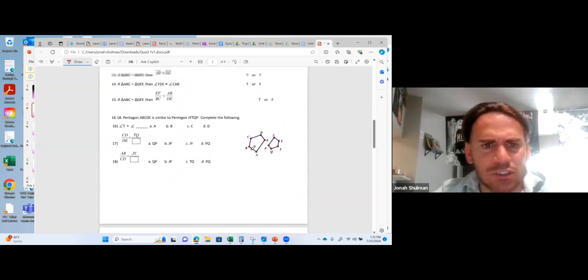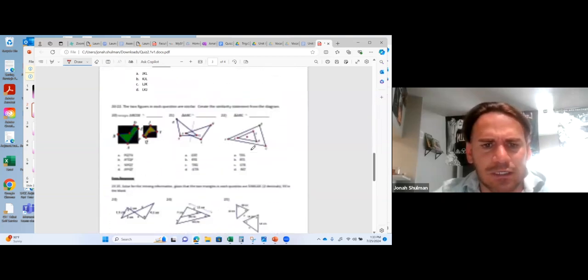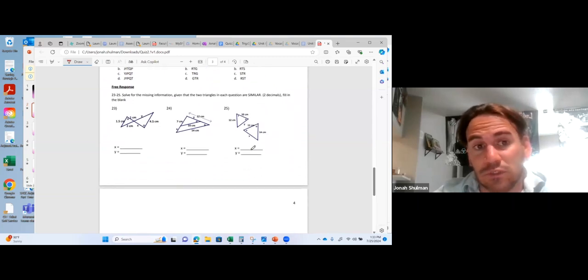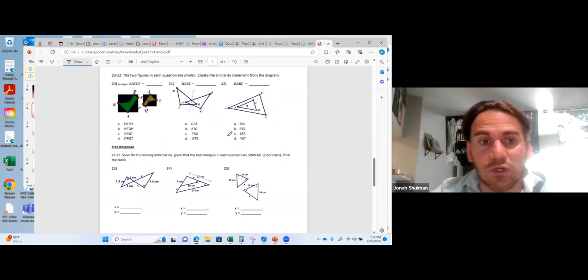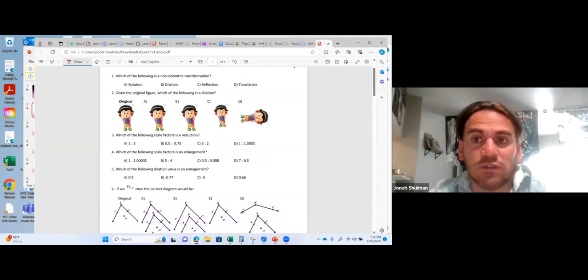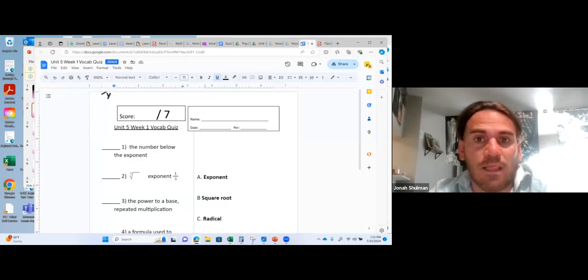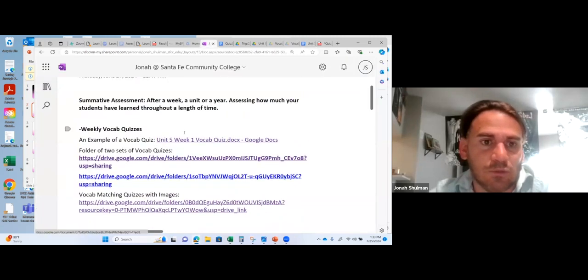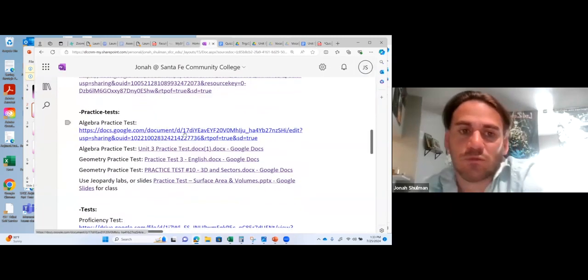Some other questions, similarity, pictures, really long. There's some free response. This could be a whole test in my opinion, but this is just a Patterson level quiz. This stuff is hard. All right, so let's keep on going. So those were some vocab quizzes. These are weekly quizzes. So what do you do before a test?